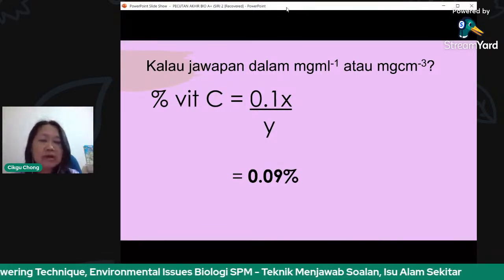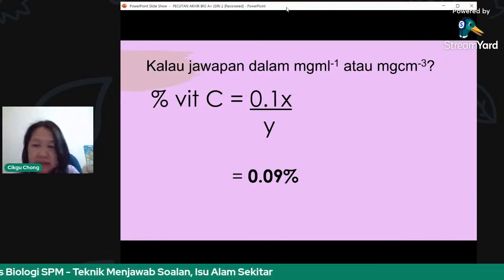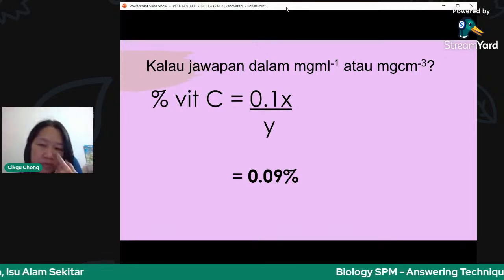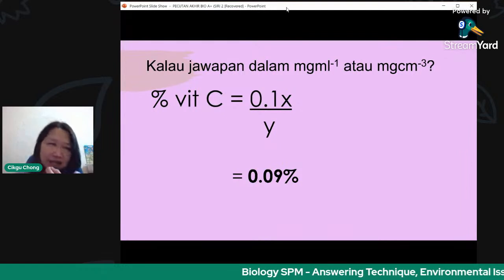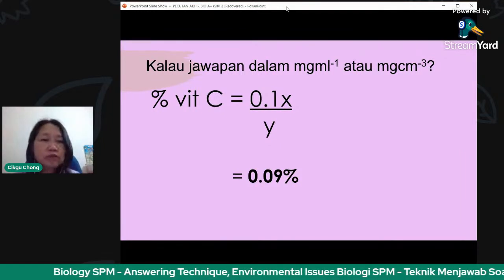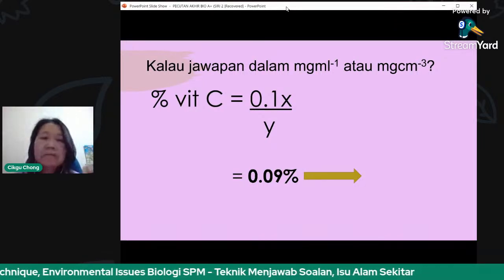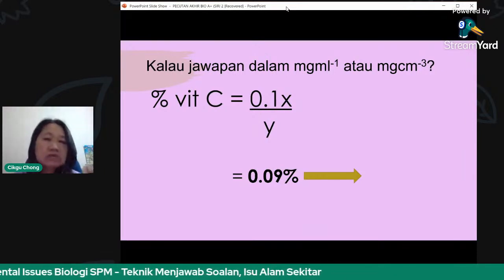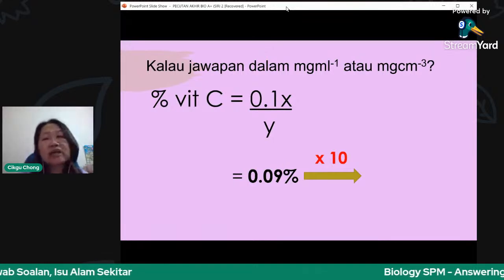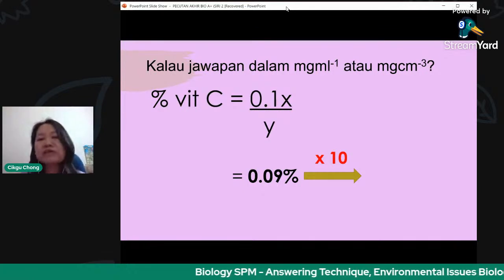Now I got an answer already. Esther, 0.9. Okay, make sure you write your unit. You mean 0.9 mg per ml or 0.9 mg per cm cube? Okay, so now the answer is very simple. What you need to do is first use your formula, get your 0.09%, and take that number and times 10. No need to ask me why. You don't need to know the explanation because this is a simple way for you to convert it.